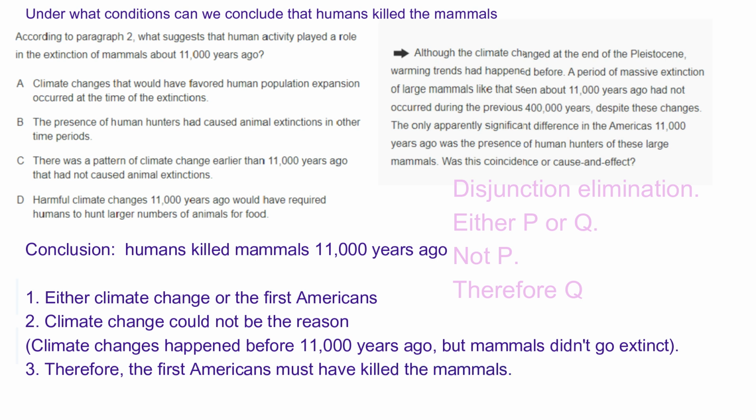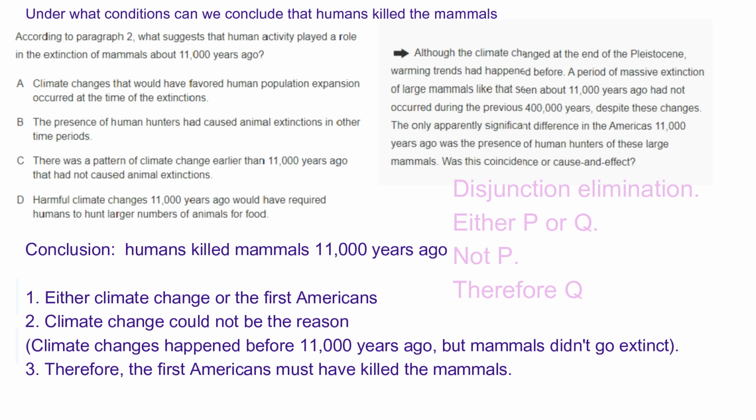It follows this pattern: either P or Q. Not P, therefore Q. For example, either you are lying or telling the truth. You are not lying. Therefore, you are telling the truth. The main idea is that there are two possible theories that can explain why something happened. If one theory is not plausible, the other must be the correct theory. Many TOEFL inference questions rely on this disjunctive elimination rule, so make sure you understand it.